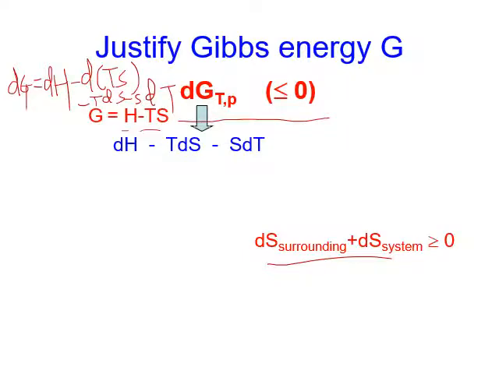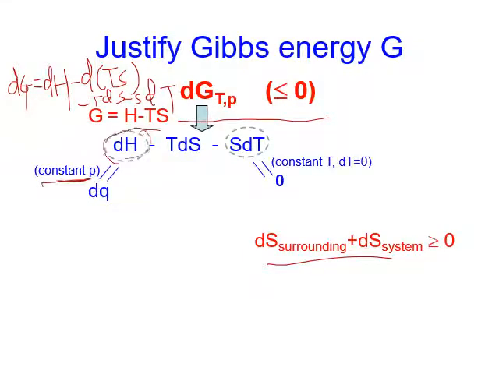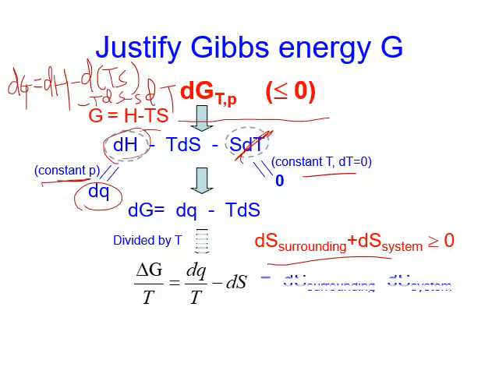Now, if we assume the process is constant pressure, then the enthalpy change equals heat. If temperature is also constant, then dT is 0, so SdT is 0, and therefore dG becomes dQ minus TdS. If we divide by temperature on both sides, the left side becomes dG over T, and the right side becomes dQ over T minus dS. So the temperature cancels out, and you get dQ over T minus dS.